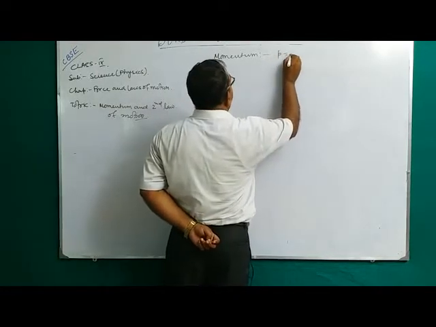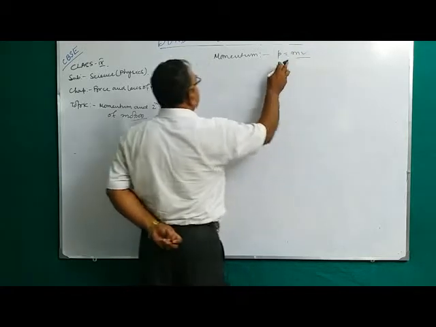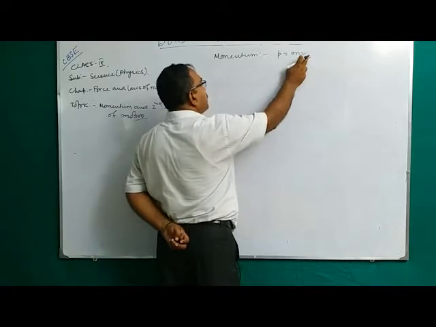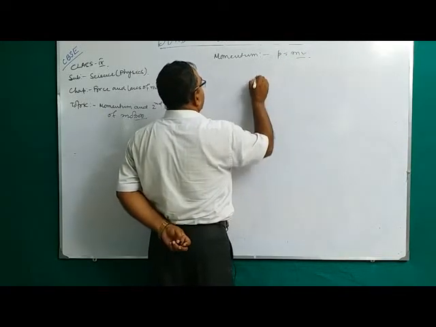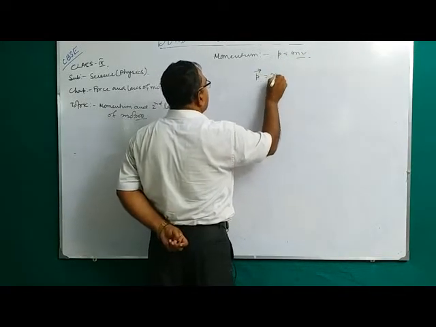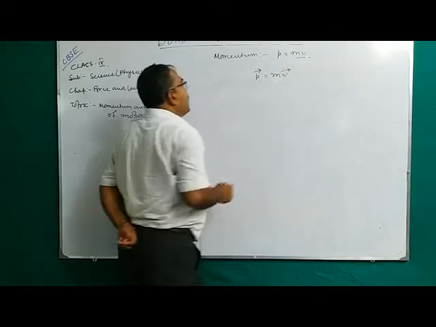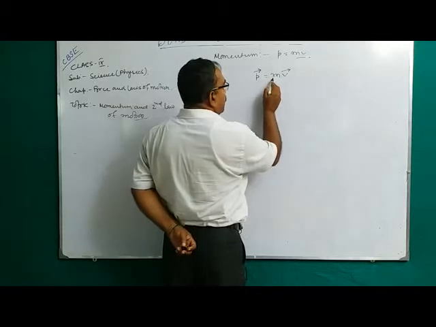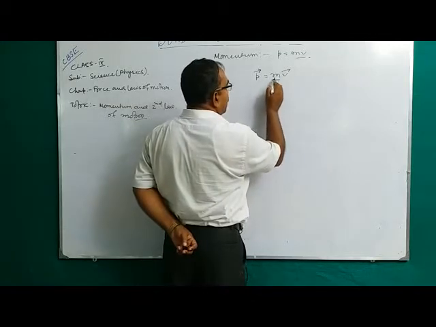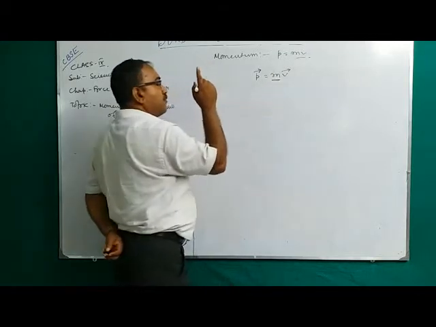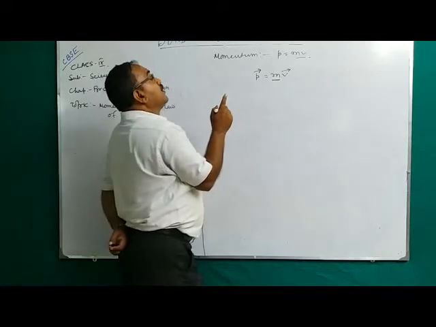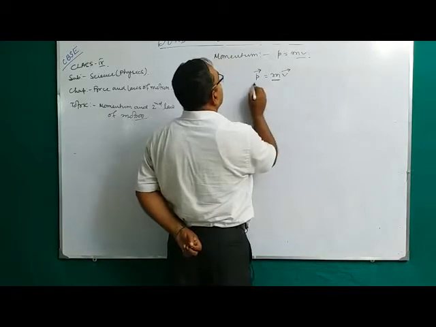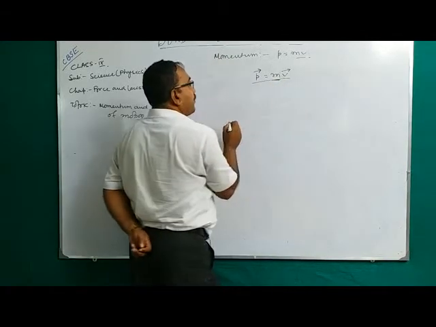Momentum p equals m into v. It is the product of the mass of the object and its velocity. If you write it, you must try to write it like this. You know the mass is a scalar quantity, so the arrow sign is not put on the mass. Only put the arrow sign on the velocity. Okay, so this is the vector form.